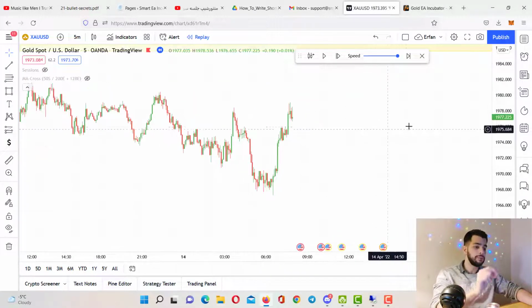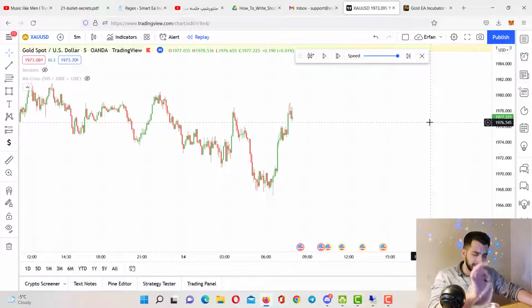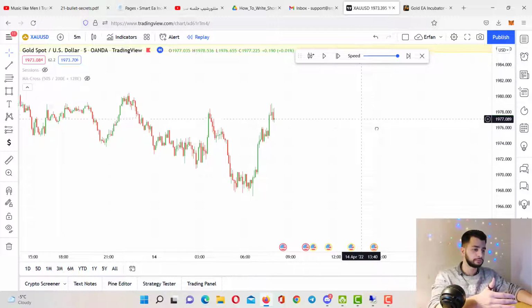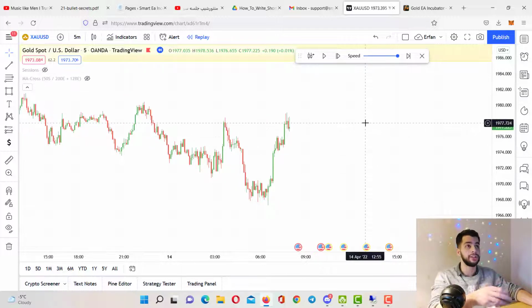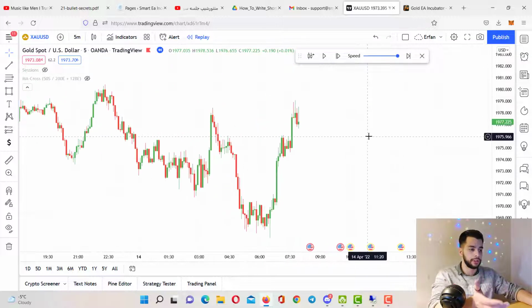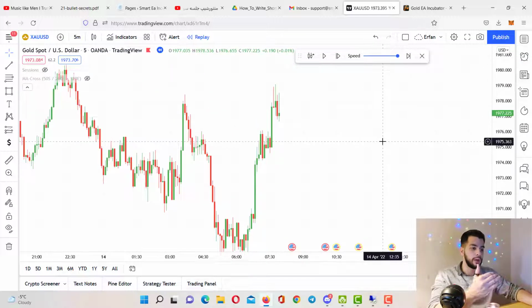For example, I want to show you a very nice, clean, textbook setup on gold that literally happened a few days ago, on April 14th. Yes, it was on Thursday, because on Friday the market was closed for Easter. Nobody could trade because the market was closed, so many brokers have all these pairs stopped.